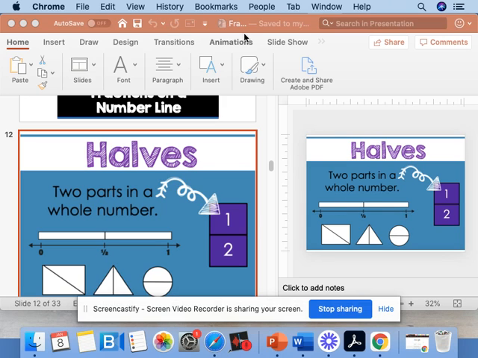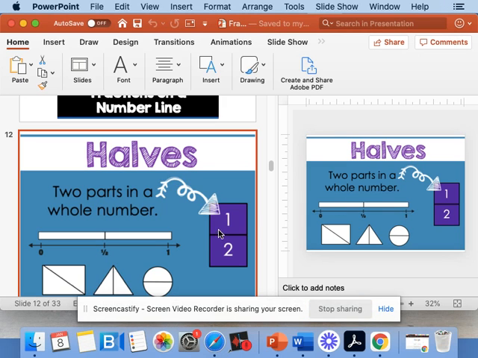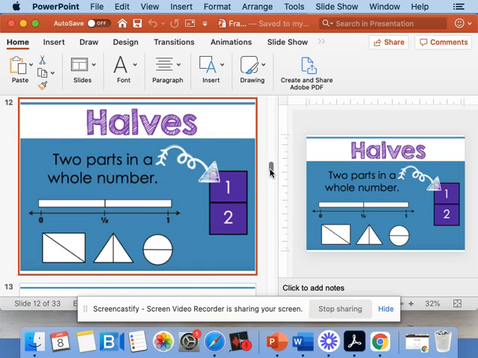Okay, so today we're going to learn more about fractions on a number line, but first we're going to review how to see fractions. Okay, so here we see a half, and you've seen this before, but look at the number line in particular.